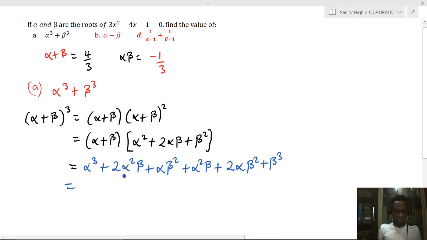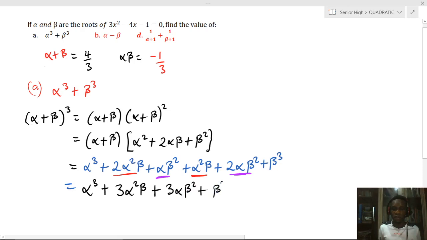Then we can check out for like terms. Where are the like terms? We see that this one has a like term with this, and then we can also see that this has like terms with this. So let's add up like terms. Adding up like terms, we have this as alpha raised power 3 plus, now 2 alpha square beta plus alpha square beta will give us 3 alpha square beta, and then plus, then alpha beta square plus 2 alpha beta square will give us 3 alpha beta square, and then plus beta raised power 3.